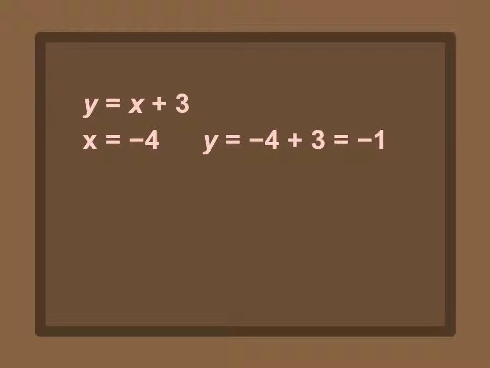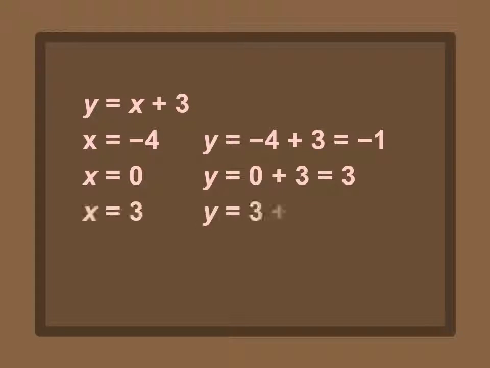So that means Y is equal to not X plus 3, but negative 4 plus 3. So that means Y is equal to negative 1. Okay, so we plug X equals 0, and when X is 0, Y is 3. When X is 3, Y is 6.